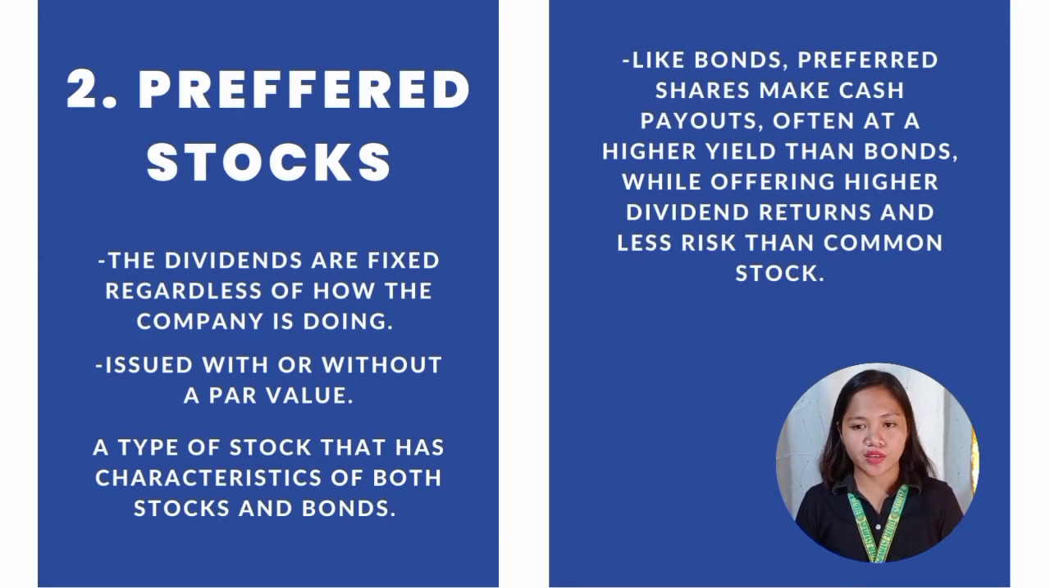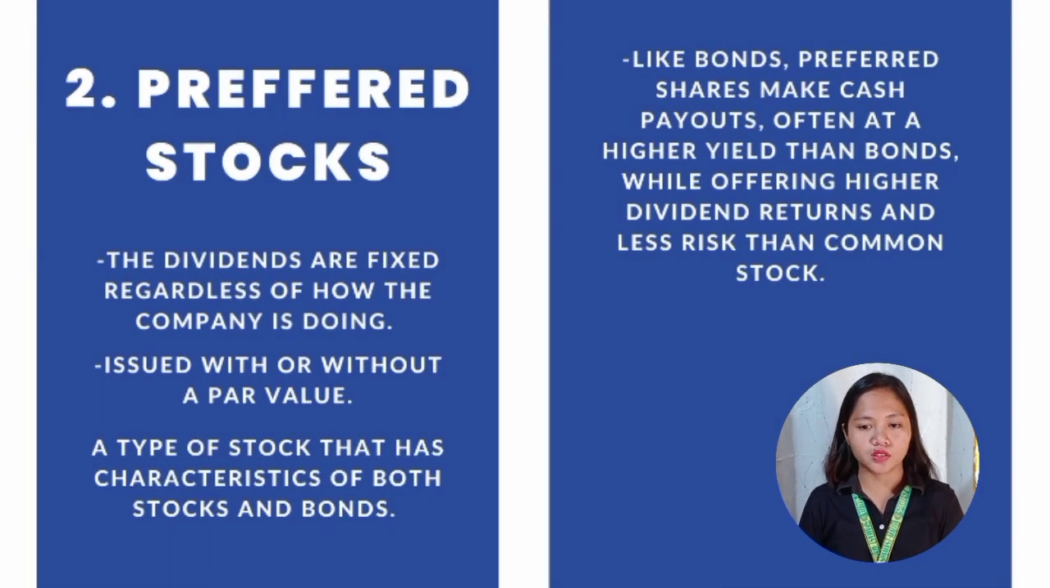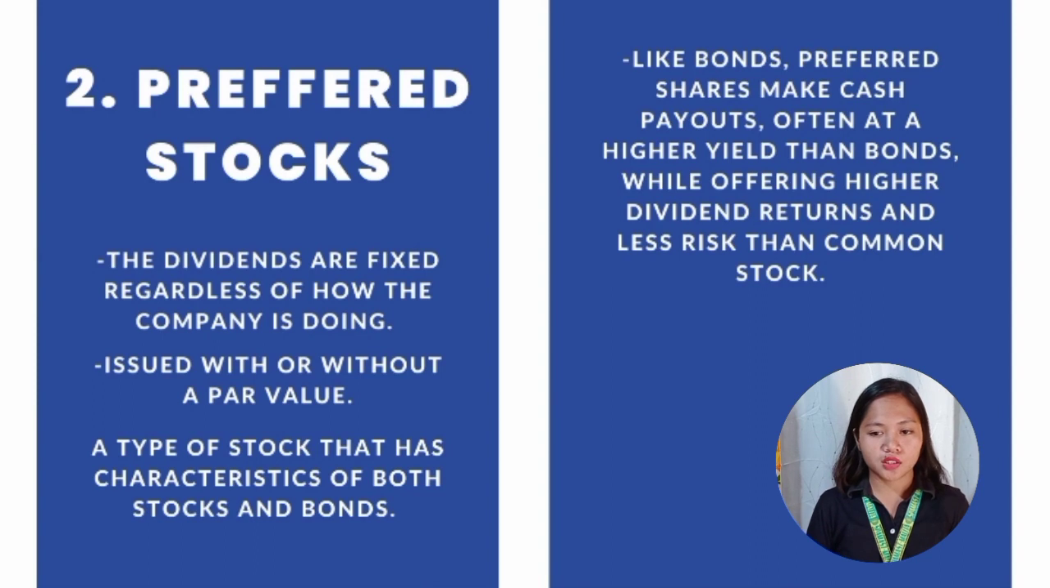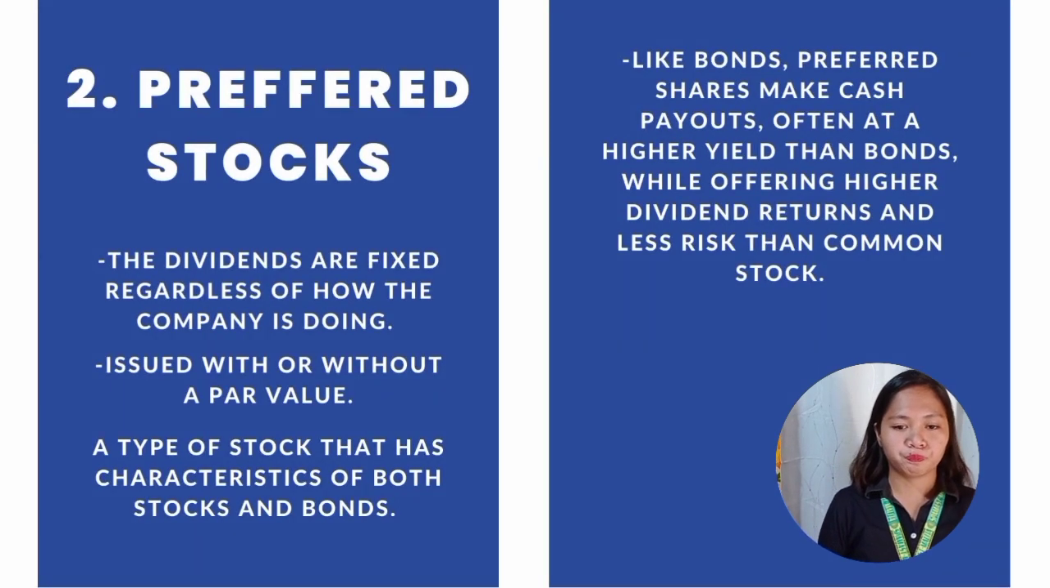Number two, preferred stocks. The dividends are fixed regardless of how the company is doing, issued with or without a par value. A type of stock that has characteristics of both bonds and stocks. Like bonds, preferred shares make cash payouts, often at a higher yield than bonds, while offering higher dividend returns than common stocks.